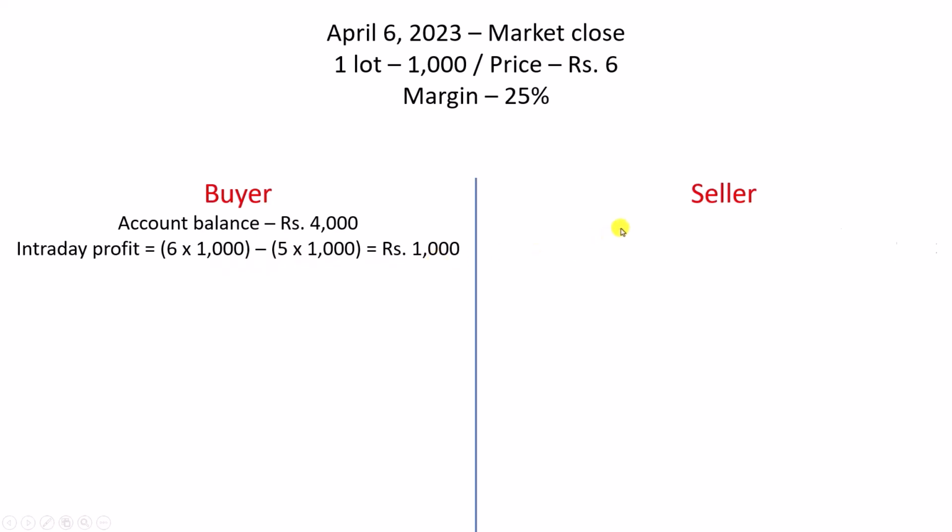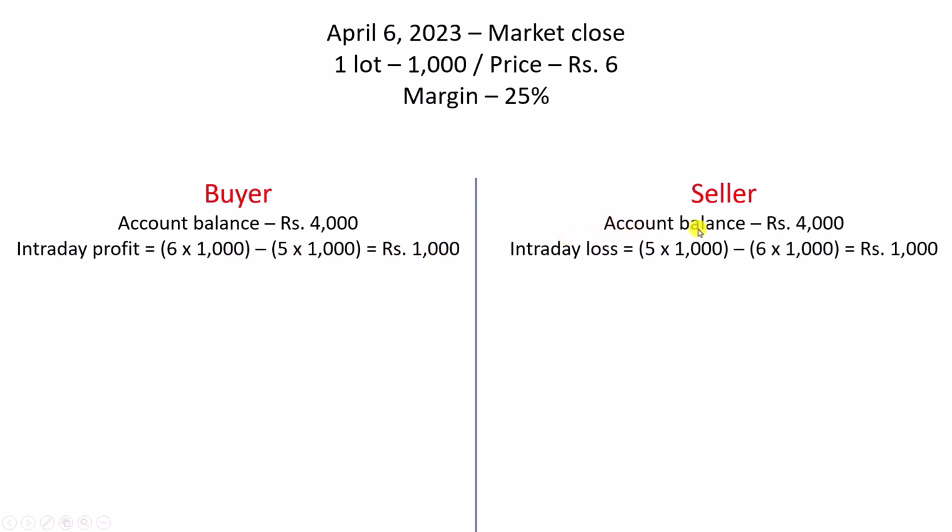Now to the seller side. Account balance is 4,000 rupees. Intraday loss. 5 into 1000 minus 6 into 1000, which is 1000. Now you must remember that whatever is gained by the buyer will be lost by the seller. So this will be equal. Rupees 1000, rupees 1000. Whatever the buyer gains, the seller loses for the same lot.